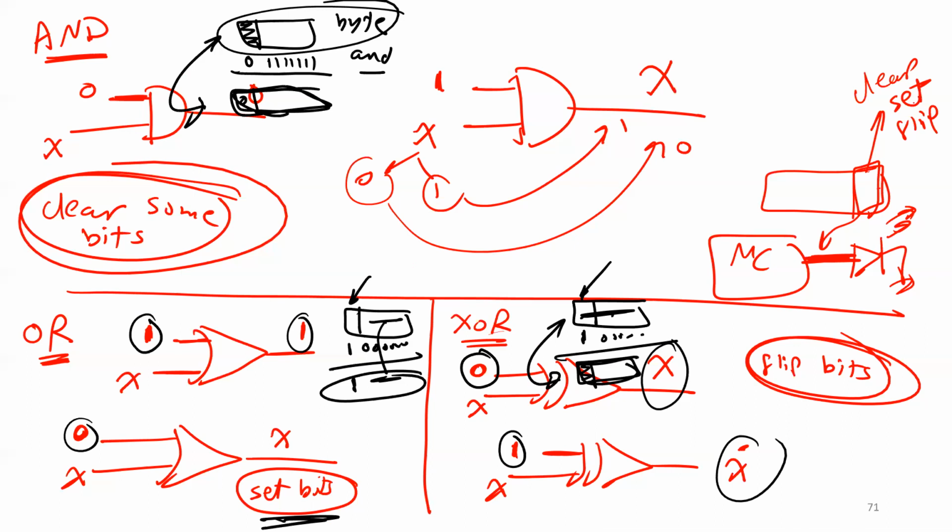You can extend it to 2 bits, 3 bits, whatever you like. Okay, for example, if I want to clear 2 bits, I'm going to put 2 zeros. If I want to clear 3 bits, I'm going to put 3 zeros. Same thing here. If I want to set 2 bits, I'm going to put 2 ones, and so on. Any questions?